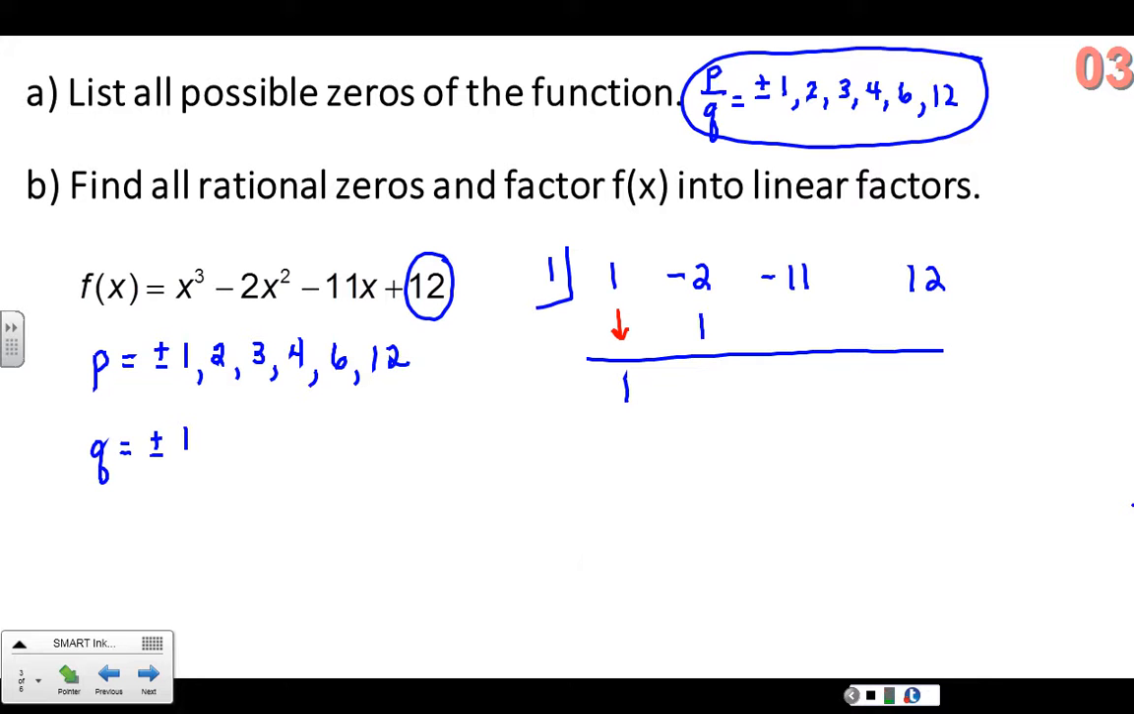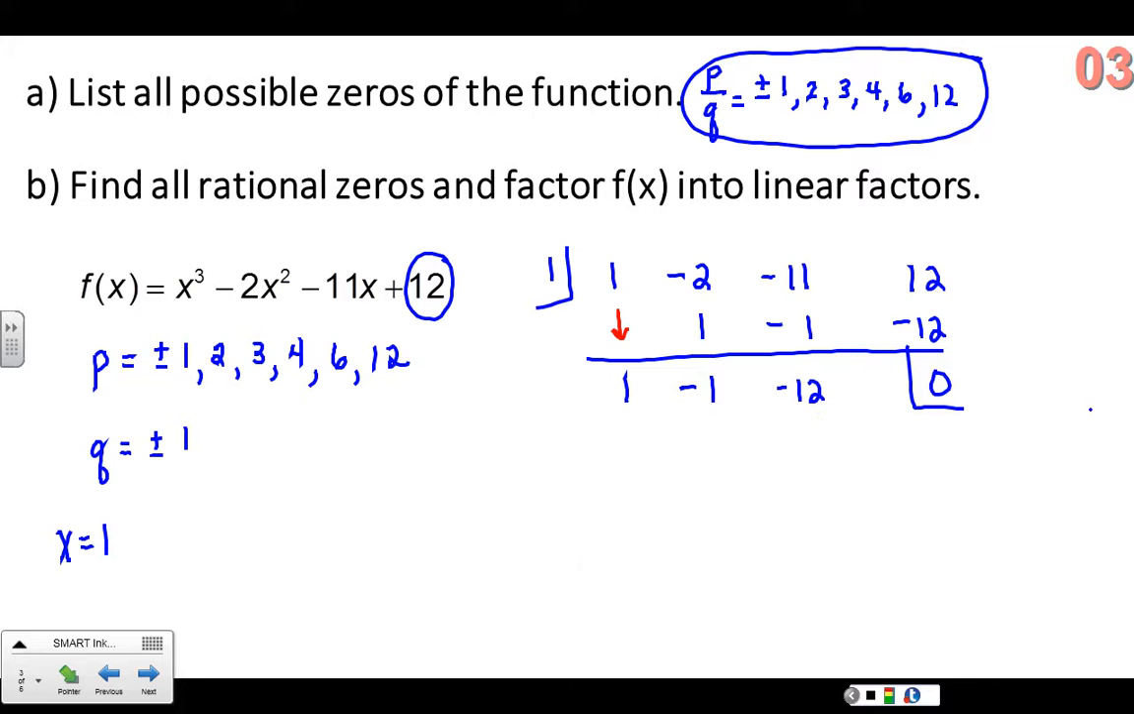Sure enough, we get a 0. So 1 is a solution, or a zero, of the polynomial function. Now we have diminished our equation down to an equation that's 1 degree less. Since we started out with x cubed, this now becomes x squared minus x minus 12.